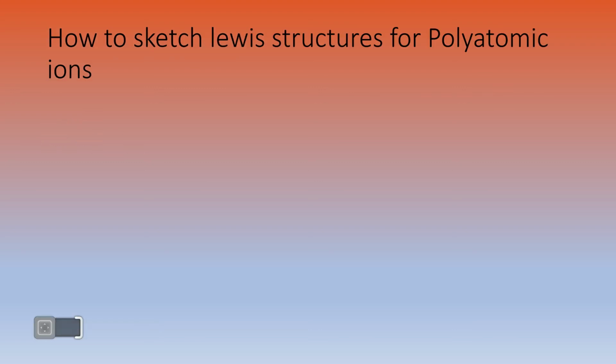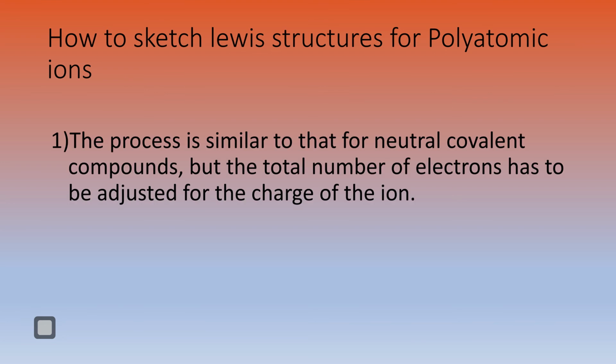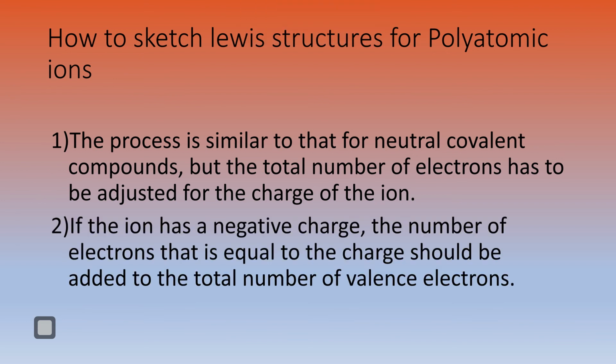What if I want to sketch a Lewis structure for a polyatomic ion? For a polyatomic ion, it's the same process, okay? But the total number of electrons will be adjusted based on the charge that I have for it. So the same idea, except now you're going to have to pay attention to the charge of the atom and add that into it.